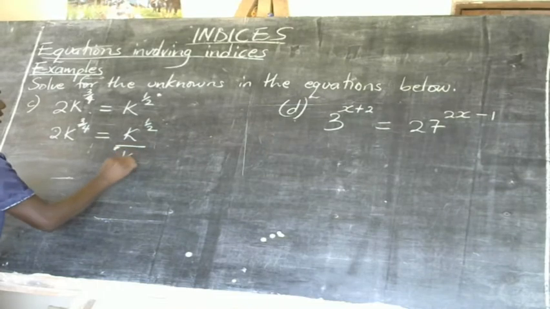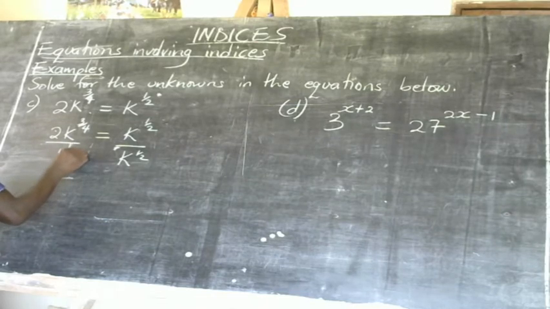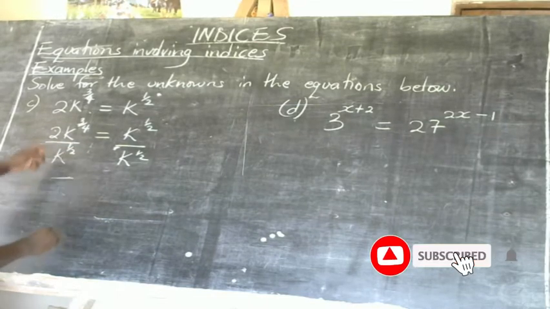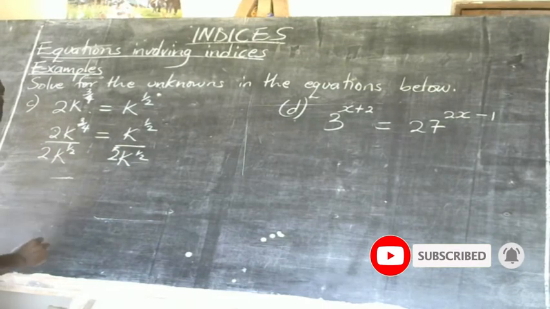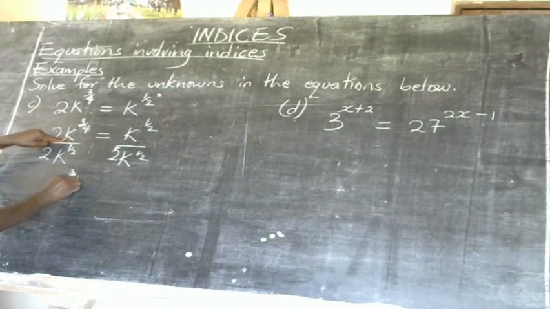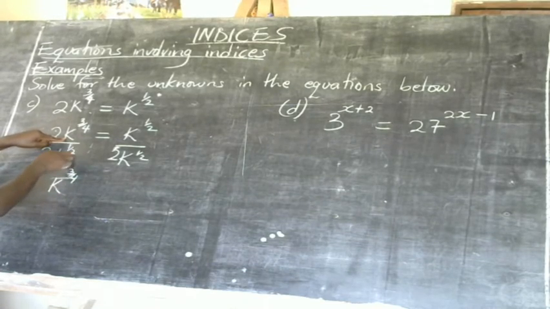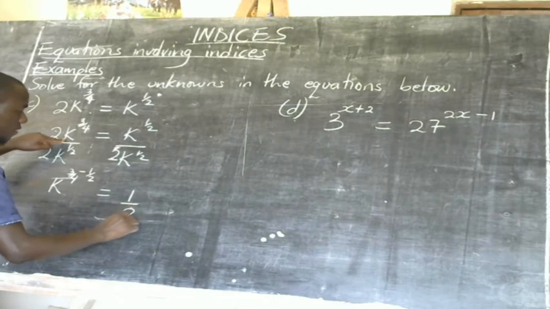So when I divide by k power a half that side, all over the k power a half this side, I can also divide both sides there. Then this side I'm having the k power 3 all over 4. Then since they are dividing each other, I'm going to subtract the powers, and this is equal to 1 all over 2.